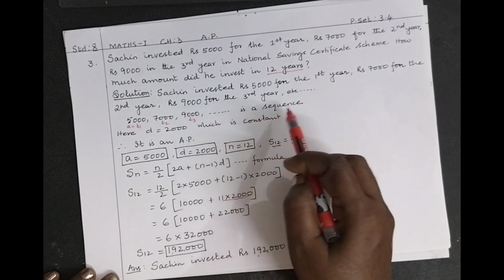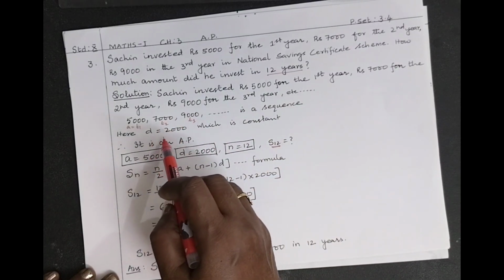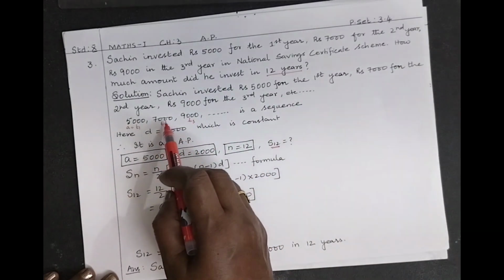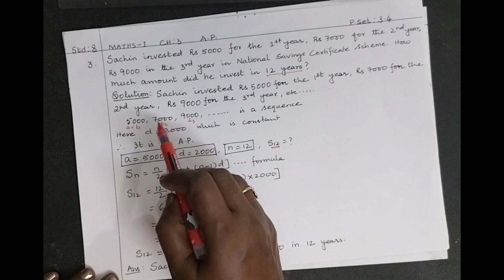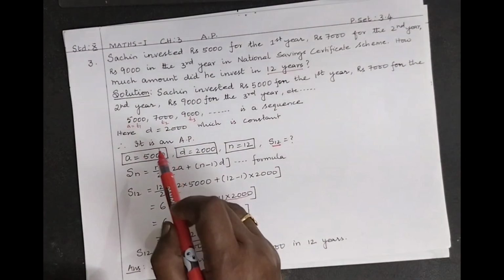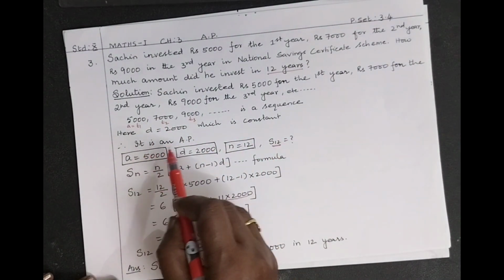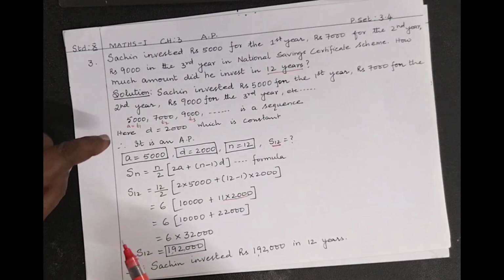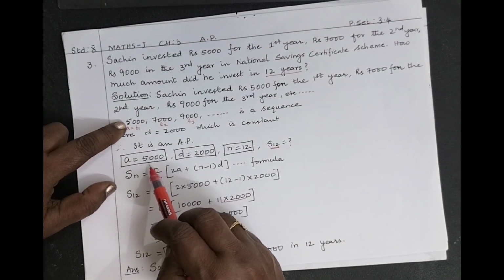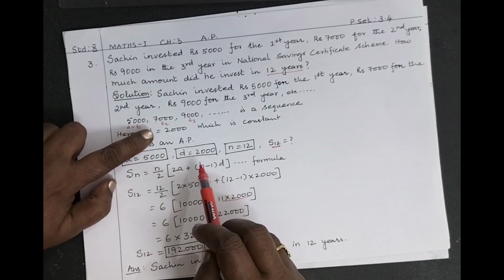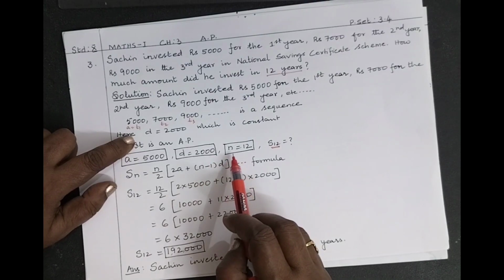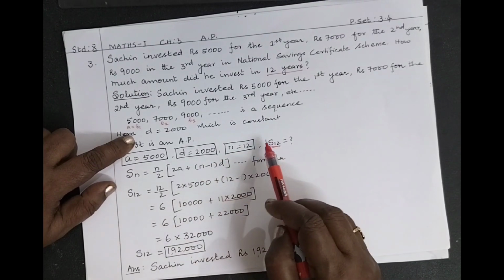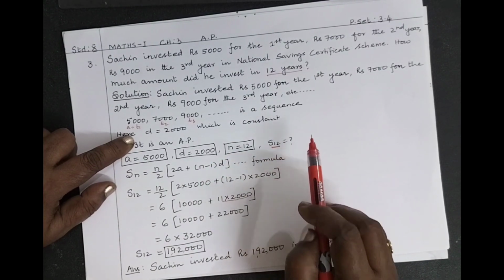This is a sequence, and since D is 2000, 7000 minus 5000, 9000 minus 7000, D is constant everywhere. This is an AP. Now A is what? First term, that is 5000. D is common difference, that is 2000, and N is 12. Therefore we have to find out S12.